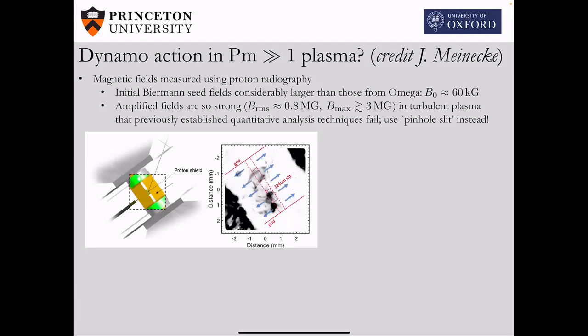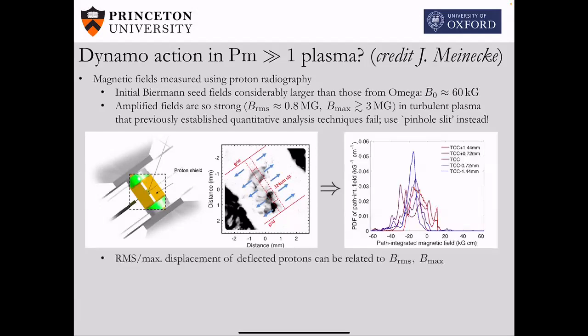So to be a bit more quantitative, we look at the degree to which protons are spread in 5 different regions along the slit. And then using a technique that we validated with the FLASH simulations of the NIF experiment, we can try to back out the root mean square magnetic field and the maximum field from the root mean square and maximum displacements of these deflected protons in these directions. And what we find when we do this process is that the amplified fields are dynamically significant, with the largest energy ratios we've ever seen in these sorts of experiments, of around 9%.